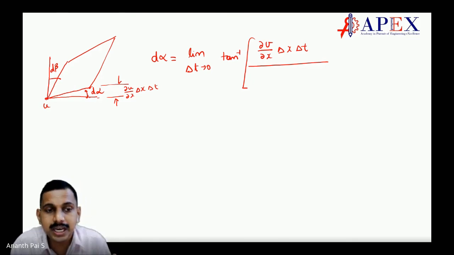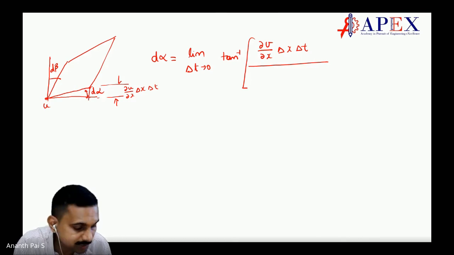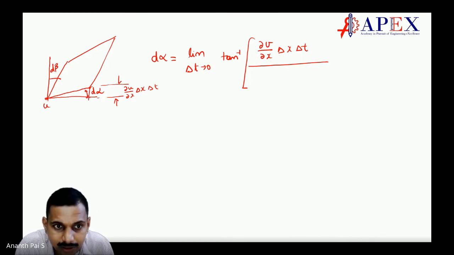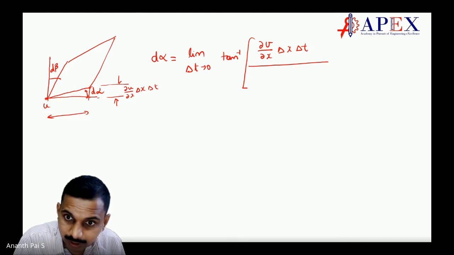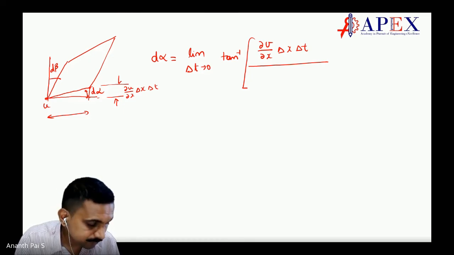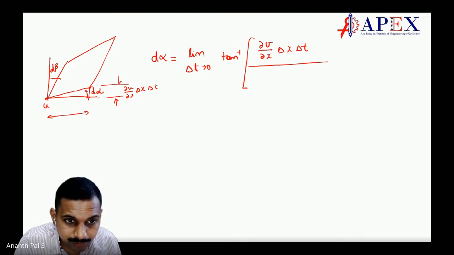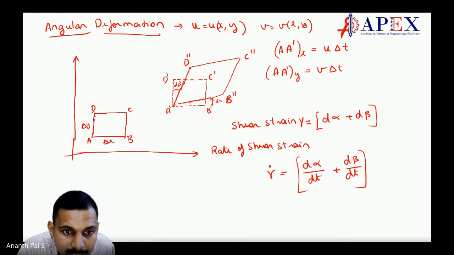What is d alpha? What is the length from here to here? That matters, correct? So the length, how much it has moved, would be equal to delta x into delta t, because that is the time it has taken. First of all, initially it would have been delta x. Observe here. What is it later on? What is the size of this?